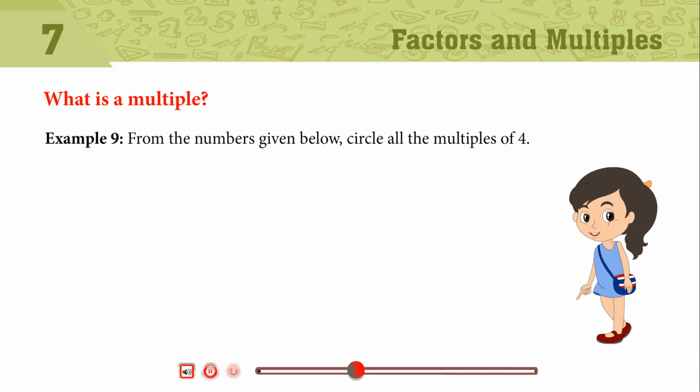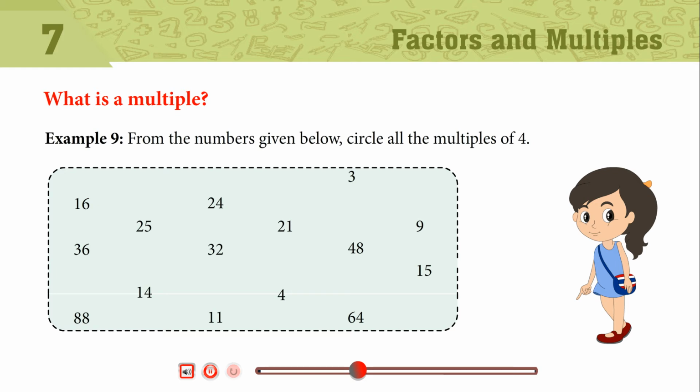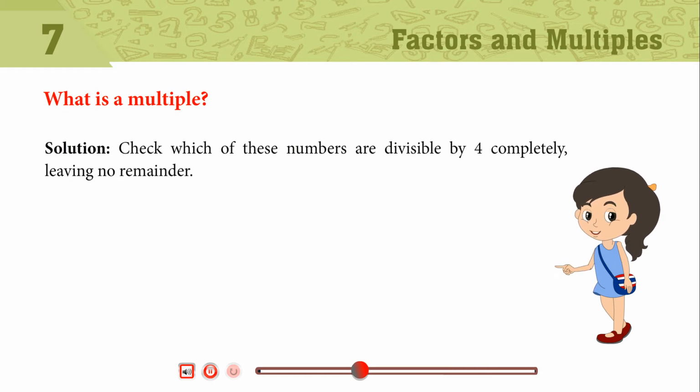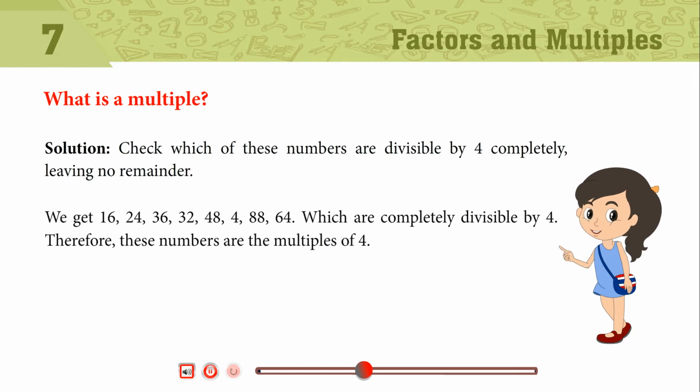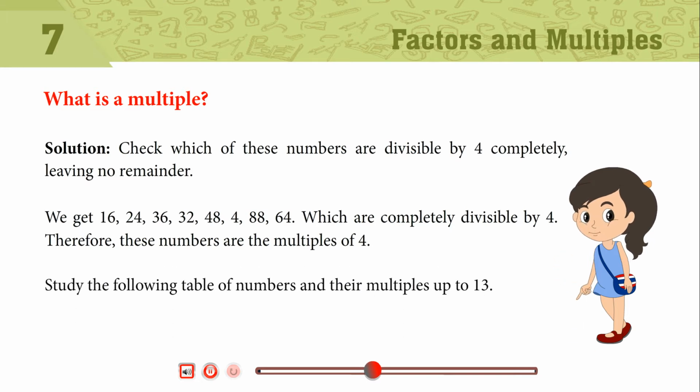Example 9. From the numbers given below, circle all the multiples of 4. Solution. Check which of these numbers are divisible by 4 completely, leaving no remainder. We get 16, 24, 36, 32, 48, 4, 88, 64, which are completely divisible by 4. Therefore, these numbers are the multiples of 4. Study the following table of numbers and their multiples up to 13.